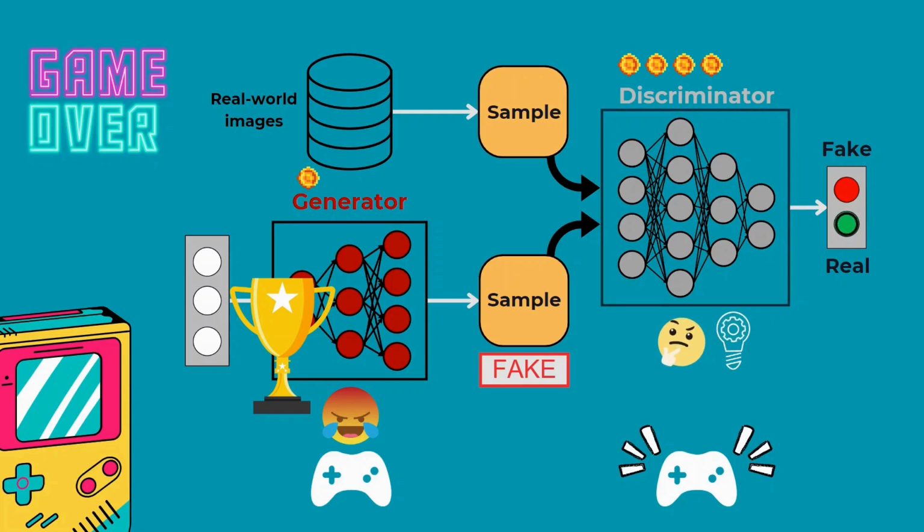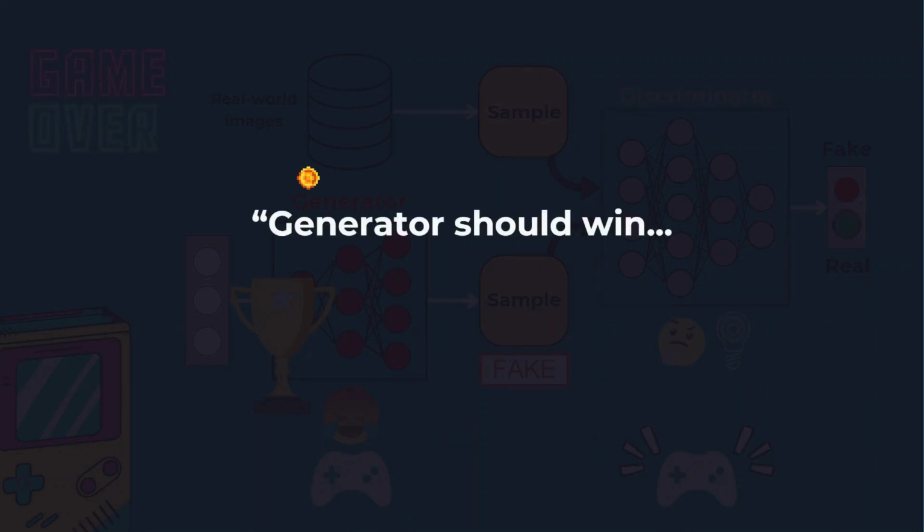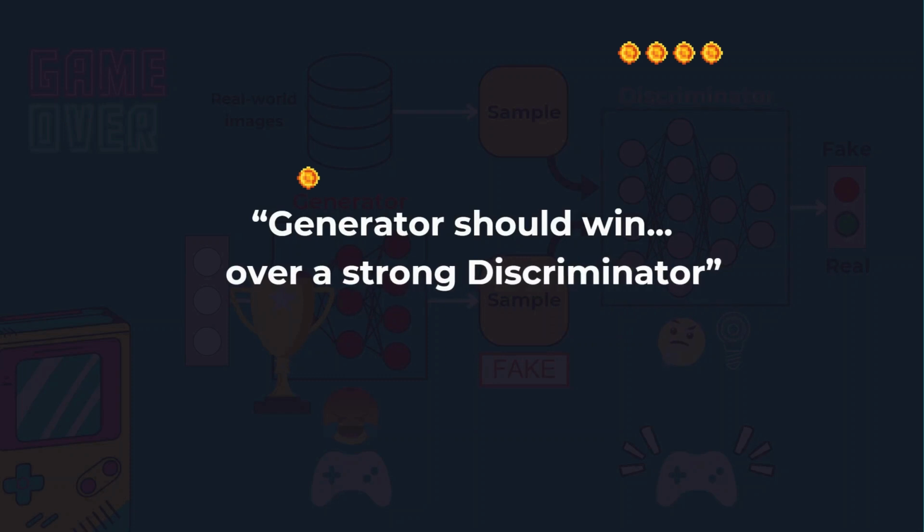But before ending this game, I would like you to know that the main goal of our training is not that the generator should win, but that the generator should win over a strong discriminator model. Otherwise, there is no point in training the model.